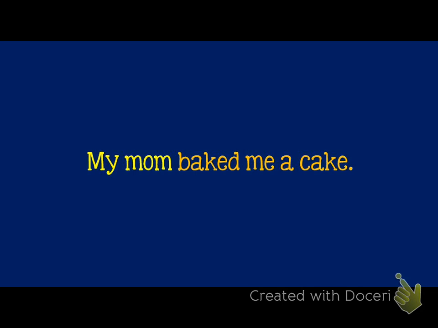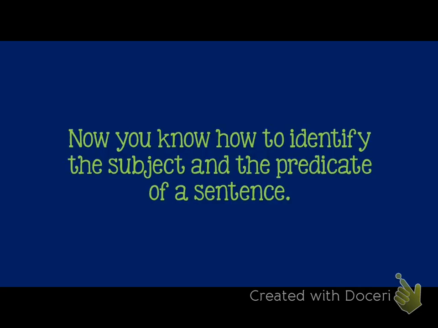So what is my mom doing? The predicate in this sentence is baked me a cake. So if that's what you chose, you are right. To check your work, just ask yourself, does my predicate start with a verb? In this case, the word baked is a verb, and that is the beginning of our complete predicate. Now you know how to identify the subject and the predicate of a sentence.